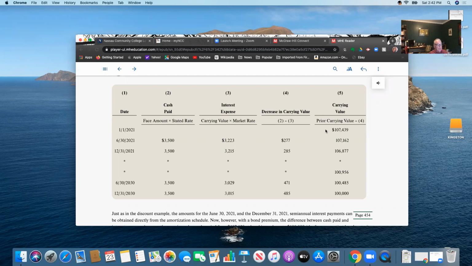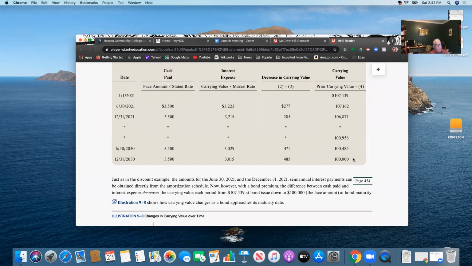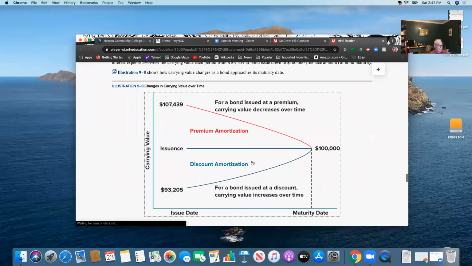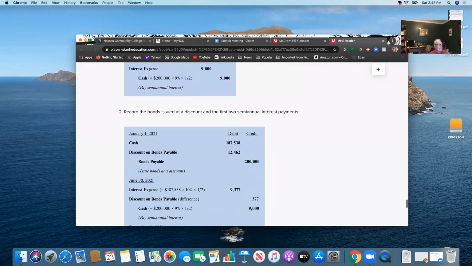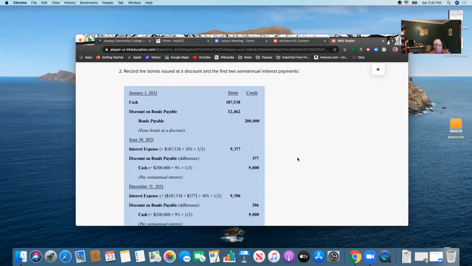Notice the carrying value decreases over time, right? And we still wind up with the face amount, right? So we have to wind up with that $100,000, whether it's discount or premium. The difference, though, is what? With the discount, we start out below face amount and gradually increase the carrying value. With premium, we start out above face amount and we gradually decrease till we get down to face amount. Okay. So I think we can look at some homework now.